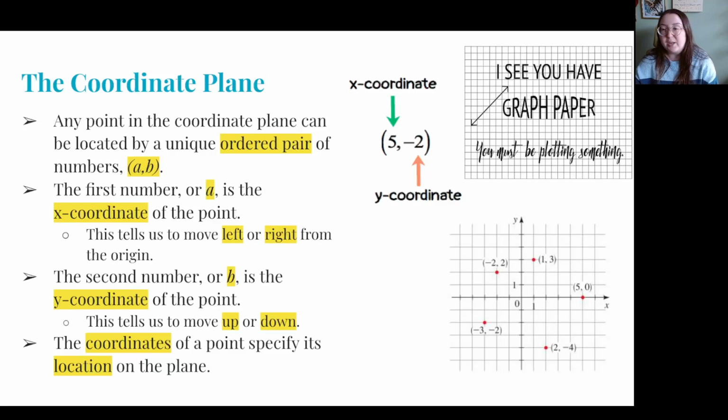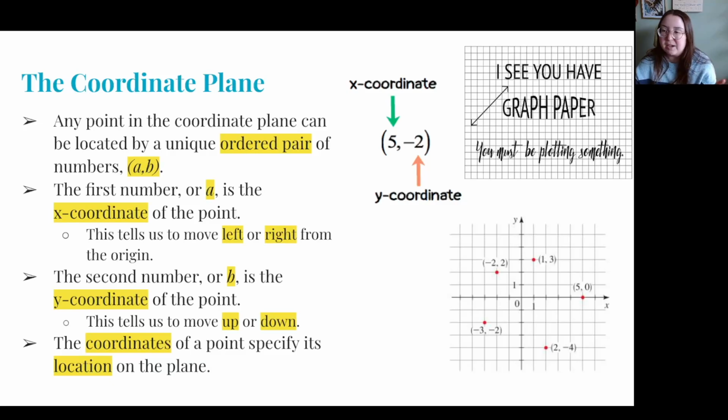We also see the point negative 2, comma 2. So negative 2 is first, that's your x value, so you would go 2 to the left, and then it's positive 2, so you would go 2 up from there to get your point. We also have the point negative 3, negative 2, so you go 3 to the left for that negative 3, and then since the y coordinate or your b value was negative, you go down 2 for negative 2. Then we have the point 2, comma negative 4, so you would go to the right 2, and then you would go down 4 to represent negative 4.